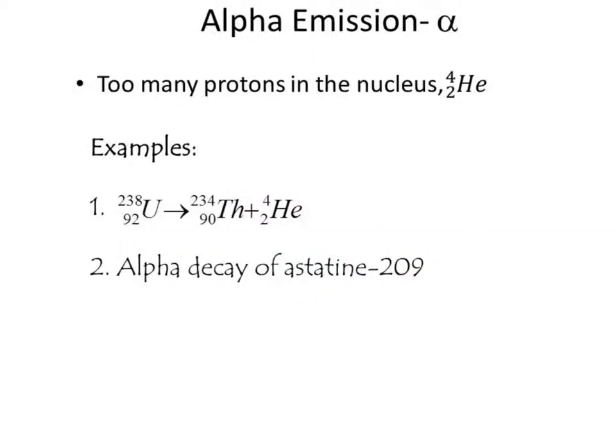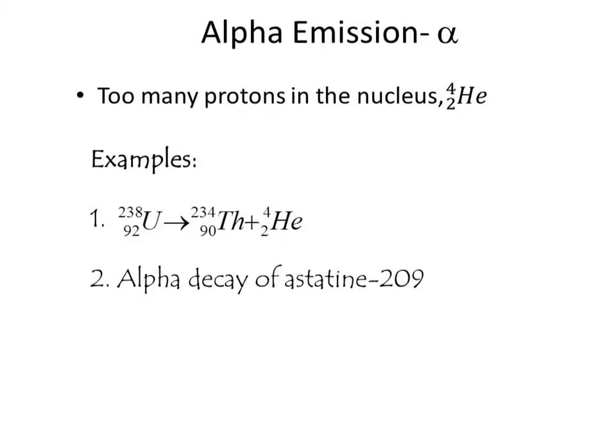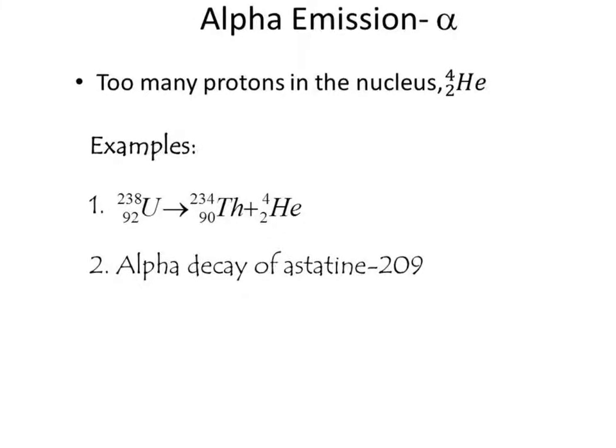Now we're going to write chemical equations for these decay processes. Again, just remember alpha emission is when you have too many protons in the nucleus. To determine that, you need to take the N to Z ratio, so the number of neutrons over the number of protons. And you'll know that you'll have to go through an alpha decay.